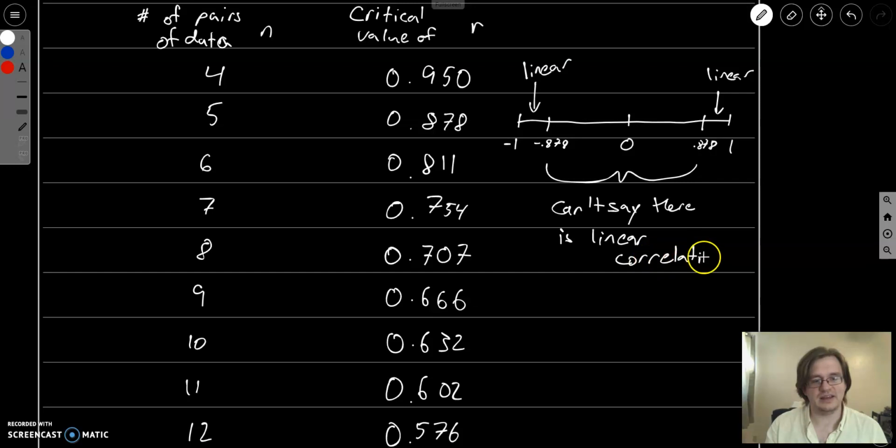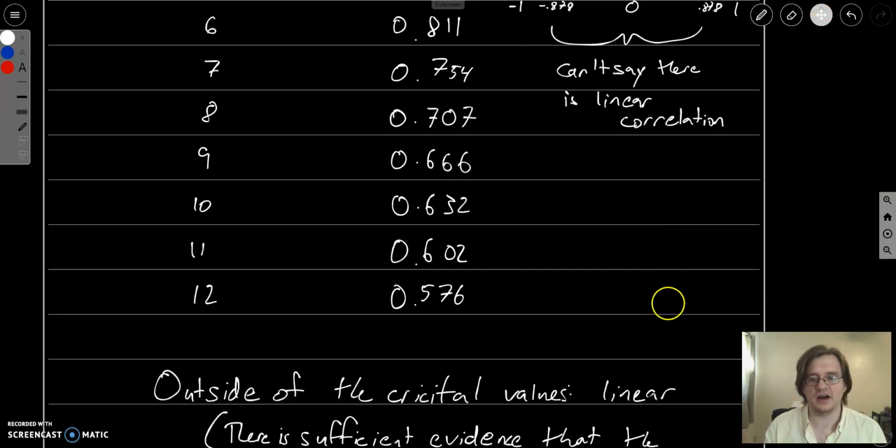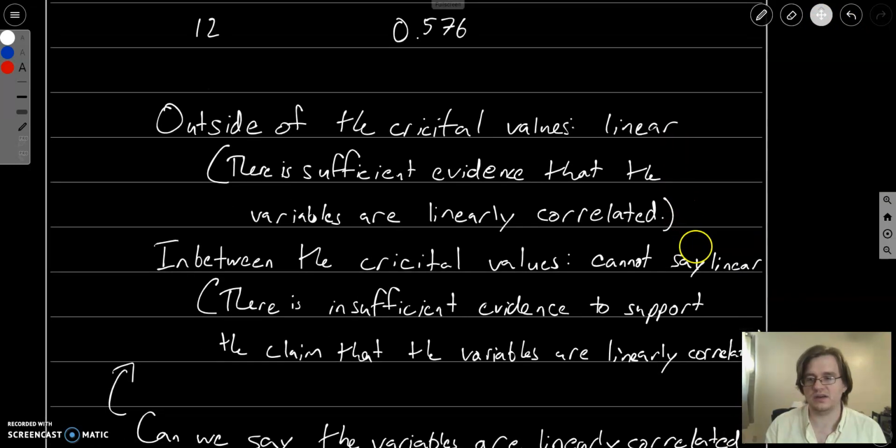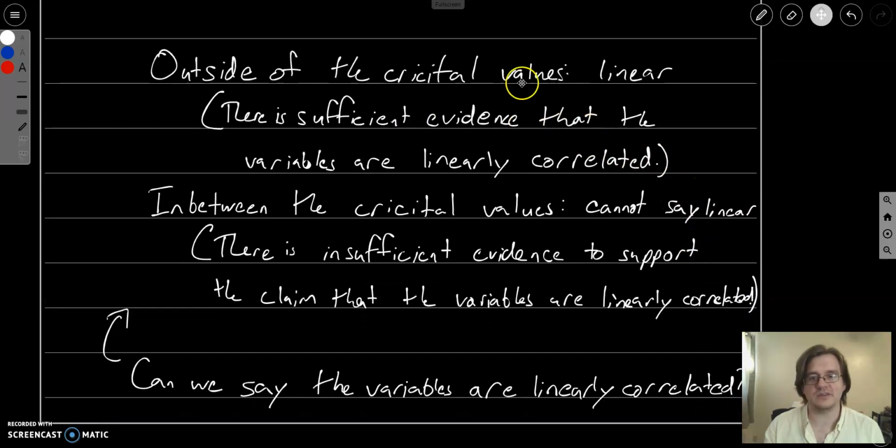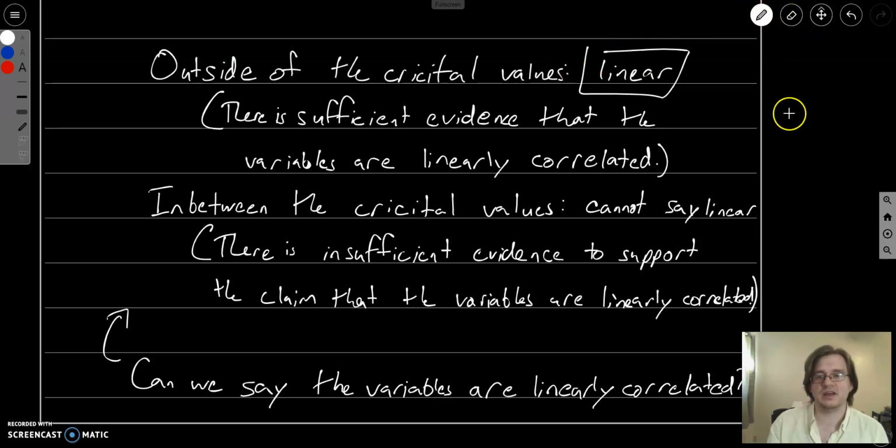And again, I don't want to say that it's not linearly correlated. I want to say I can't conclude that it is linearly correlated. So just to clarify, when we fall outside of the critical values, so closer to 1 or to -1, then we can say linear.